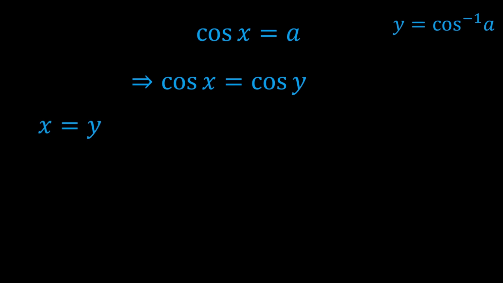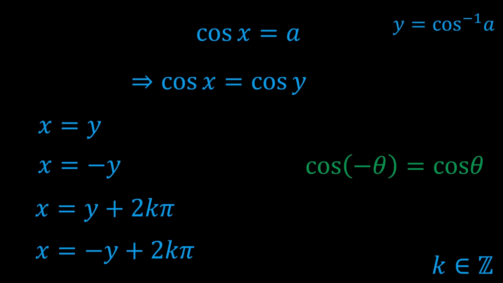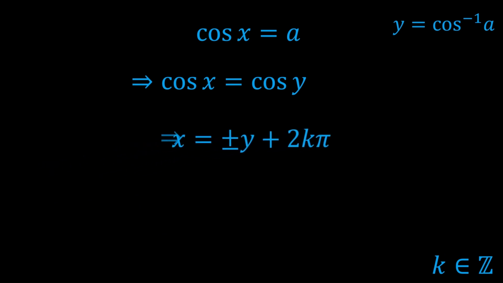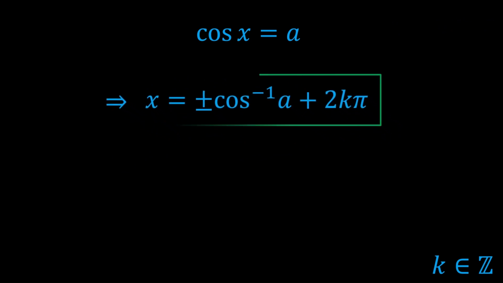Well, of course, x could be equal to y, or x could be equal to minus y, since cos of minus theta is cos theta, as cos is an even function. There are no other identities like this, which allow you to change the input without changing the output, except the periodic identities. So now we apply those to these two statements, giving us this, for any integer k. Of course, the first two statements are given by the next two if you take k equals 0, so we only have these two statements. Now we can actually combine them into one statement using a plus minus. And then we just replace y with cos inverse a, and we're done. Cos x equals a implies that x equals plus or minus cos inverse a plus 2k pi, for any integer k.